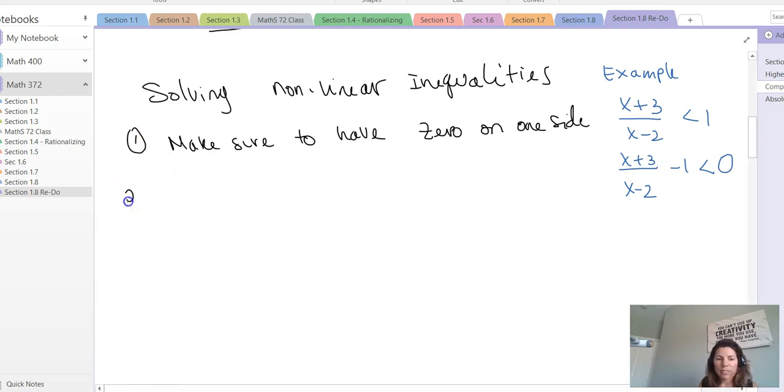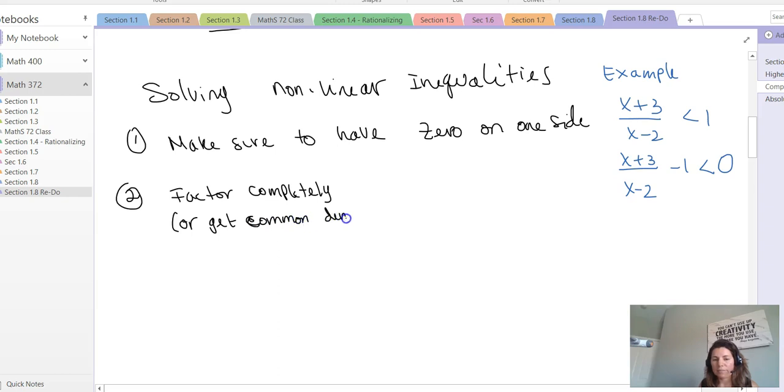Step 2 is to factor completely. So like the quadratic that we did in the previous video, you will want to factor completely. And with the quotient inequality, the trick will be to get a common denominator, or get common denominators.